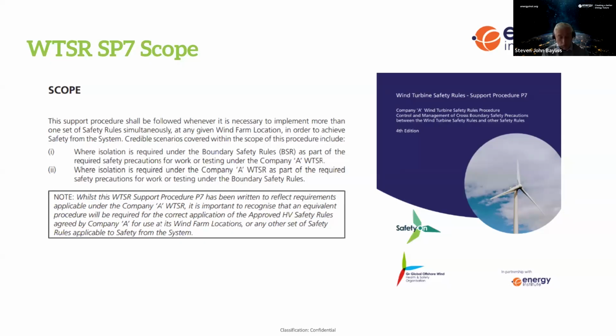The second scenario would be where an isolation is required under the Company A wind turbine safety rules as part of required safety precautions for work on or testing under the boundary safety rules. So again, an example of that would be where we were doing transformer inspection, or maybe some HV maintenance that requires isolations under the wind turbine safety rules. And again, they're to be followed simultaneously. Okay, we go on to the next slide.